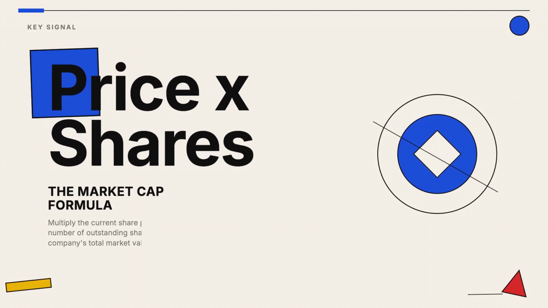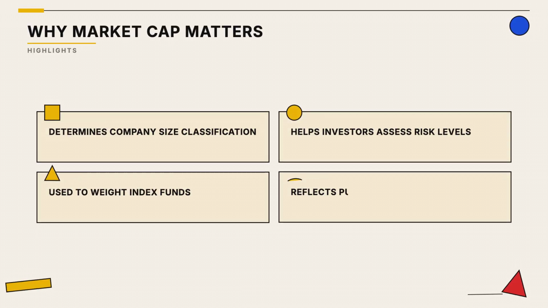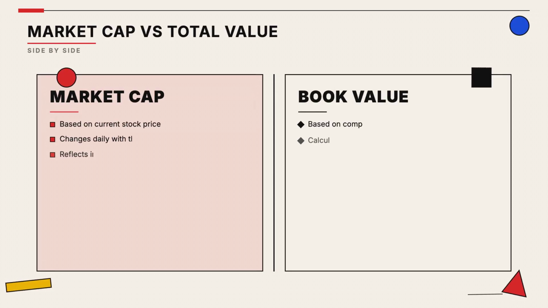You calculate it by multiplying the current price of one share by the total number of shares the company has issued. Market cap helps investors understand if they are looking at a small, stable, or massive growth company. It is a key metric for portfolio building. Market cap is different from a company's book value. It represents what the market thinks the company is worth right now, not just its assets.